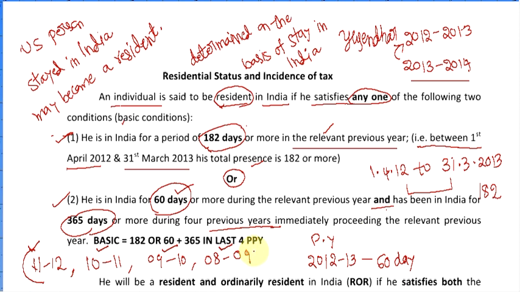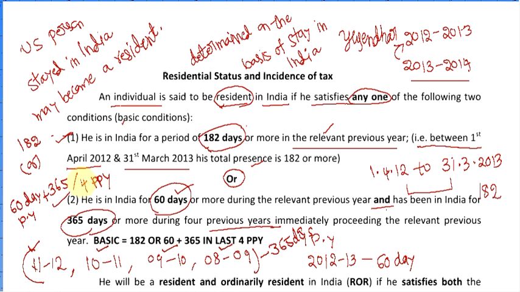In these four previous years, the total stay must be 365 days. Okay. So the first basic condition: he must stay 182 days, or if this condition is not satisfied, his total stay will be 60 days in the current previous year plus 365 days in the four preceding previous years. He must satisfy these two or this one, 182 days or these two. So he becomes a resident. If he does not satisfy these, then he becomes a non-resident.